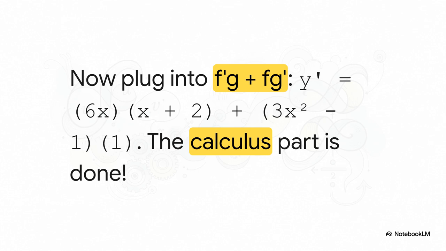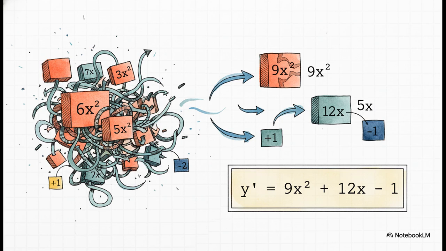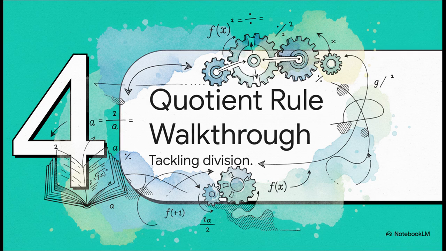And guess what? The calculus part is officially done. Everything from here on out is just algebra. So let's clean it up. We distribute the 6x to get 6x squared plus 12x. Then we add the 3x squared minus 1. Combine our like terms, and there we have it. Our final simplified derivative is 9x squared plus 12x minus 1. Not too bad, right? Awesome. Product rule is in the bag.